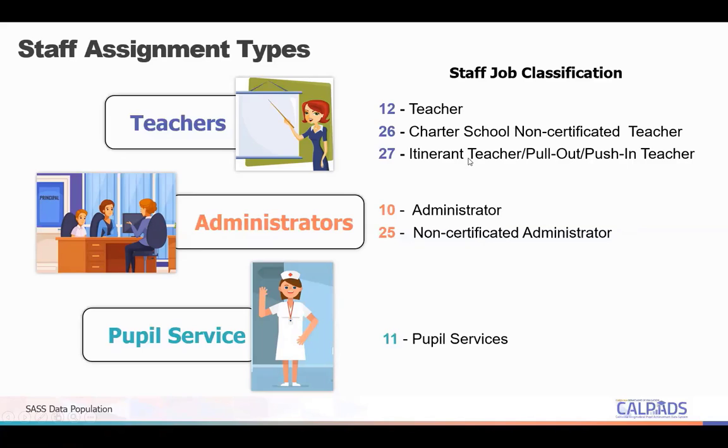If a teacher has non-classroom based staff assignments as well as regular teaching assignments, both the classroom and non-classroom based assignments must be reported with the corresponding job classification. For administrators, it can be broken down into 10 administrator or 25 non-certificated administrator. For pupil service, you only have one job classification, which is 11 pupil services, and this covers your counselors, guidance and welfare personnel, psychologists, and some other non-classroom job assignments.